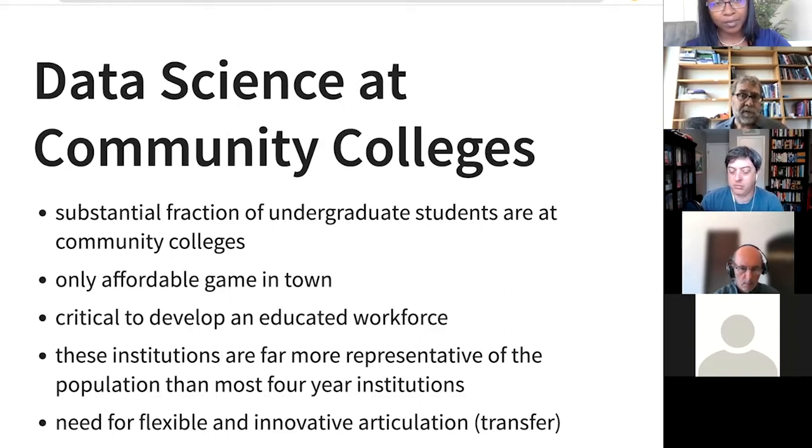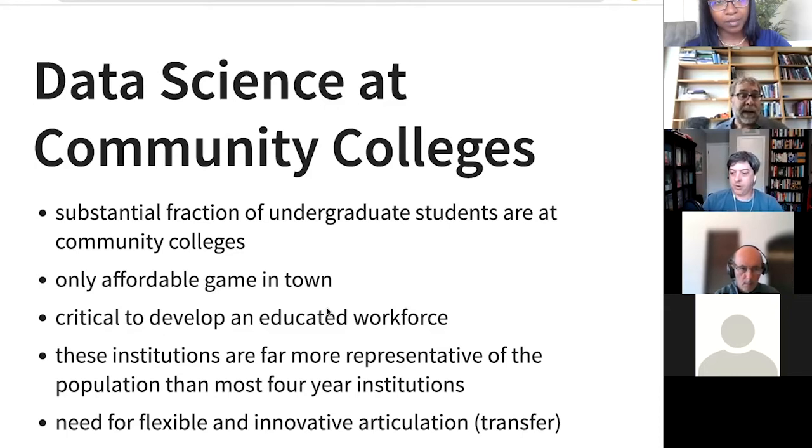The number of first-generation students, low-income students of color are dramatically higher at these institutions. And when we talk about the need to expand opportunities for everyone, not just those who are kind of privileged, who've gone to well-resourced school districts, this is an area where these schools are already serving these folks.